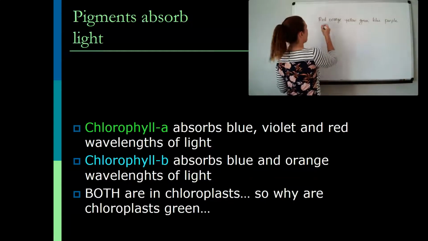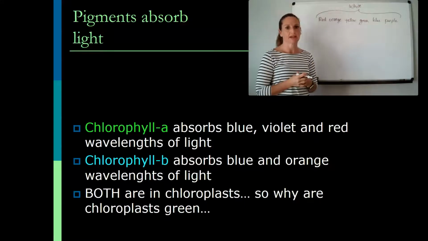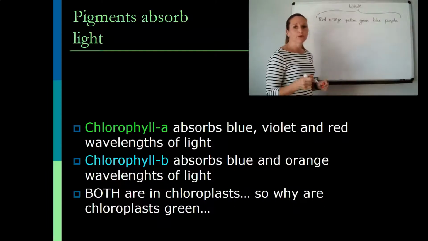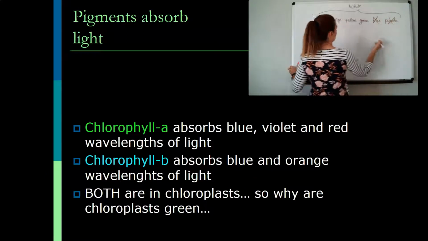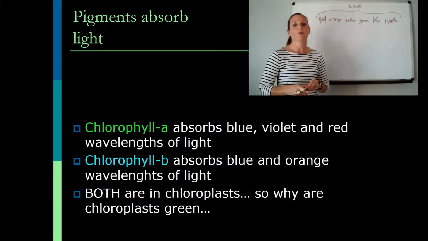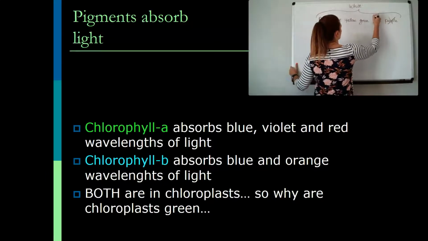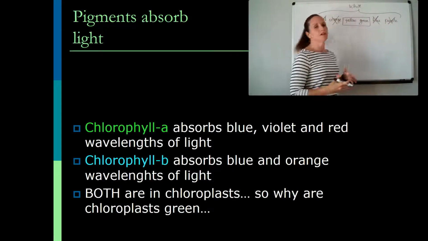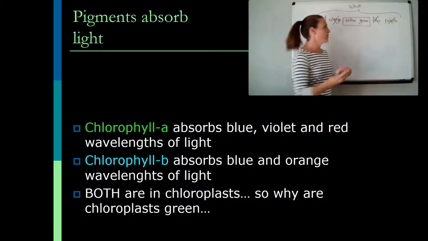So if this is white light, remember white light breaks down to form these different wavelengths of light. Chlorophyll A will absorb and use blue, violet, and red. Purple is violet. Blue, violet, and red are absorbed by chlorophyll A. Chlorophyll B will absorb blue and orange, leaving these sort of yellowish, greenish wavelengths of light that are unabsorbed and unused.